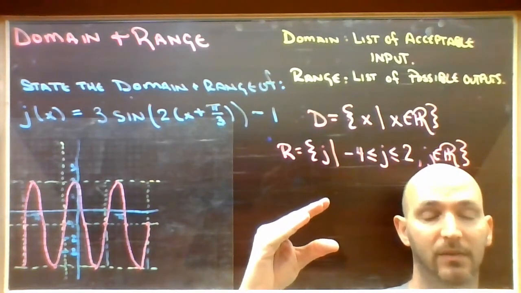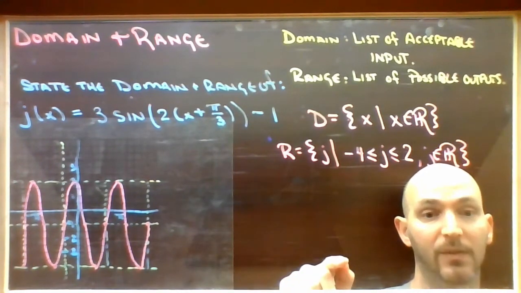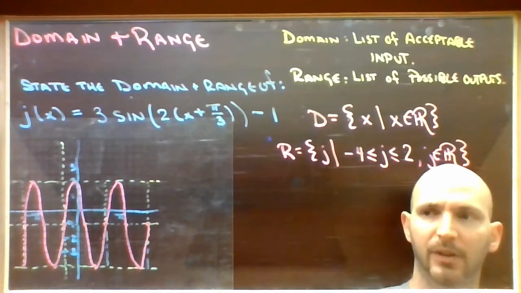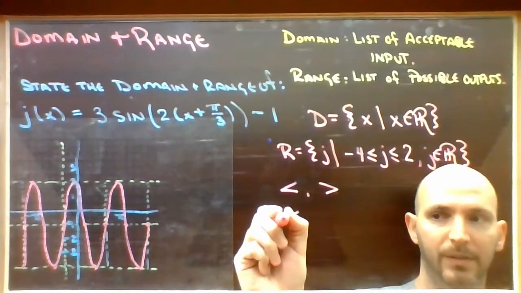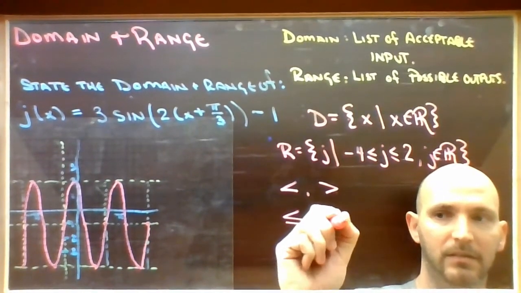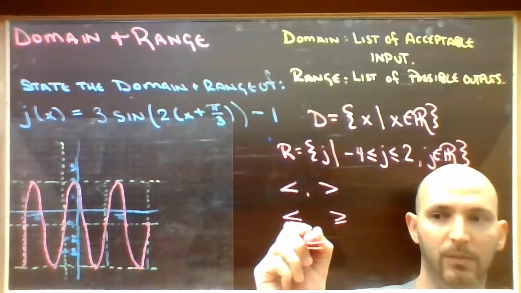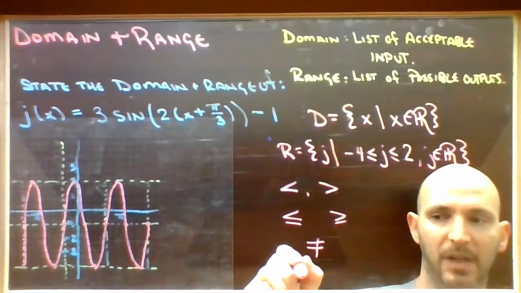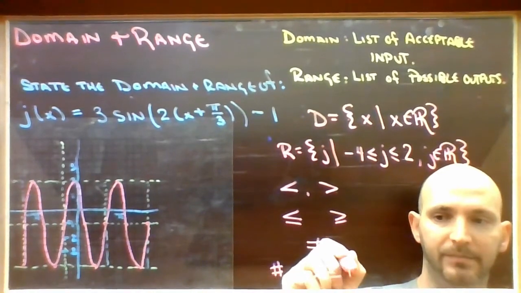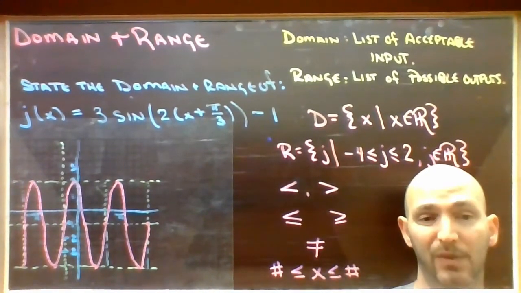So when writing your domain and range statements, it could be that a certain x value must be greater than or less than. It could be greater than or equal to. So you're looking at these, or these, or not equal to. Or you may get to pinch between some number like this. It all depends on which functions you're working on.